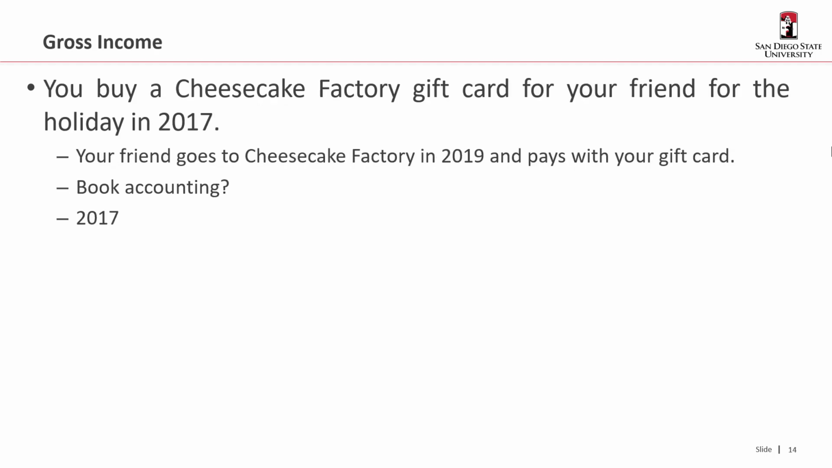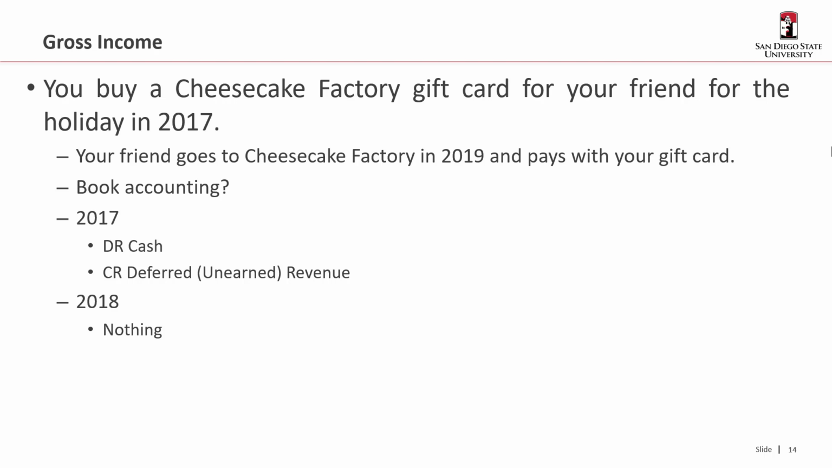So let's do an example. You buy a Cheesecake Factory gift card for your friend in 2017. And then in 2019, your friend goes to the Cheesecake Factory and buys a meal and pays for it with their gift card. So let's think about Cheesecake Factory's book accounting with respect to these transactions. So what happens in 2017? Well, in 2017, Cheesecake Factory debits cash, but recall that they haven't earned this revenue for book purposes, so they would record a credit to either deferred or unearned revenue, whichever one you like to call it. I like deferred revenue. So there's deferred revenue.